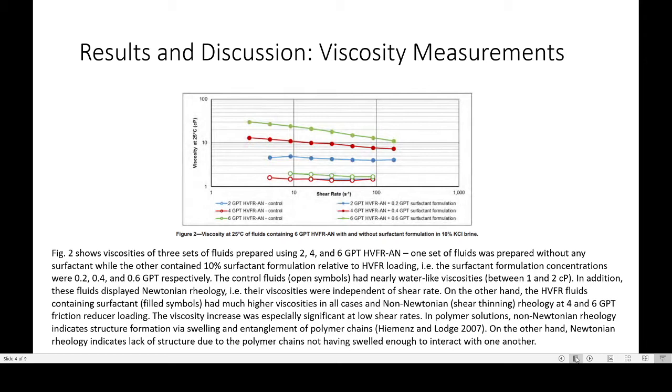In polymer solutions, non-Newtonian rheology indicates structure formation by a swelling and enlargement of polymer chains. On the other hand, Newtonian rheology indicates the lack of structure due to the polymer chains not having swelled enough to interact with one another.